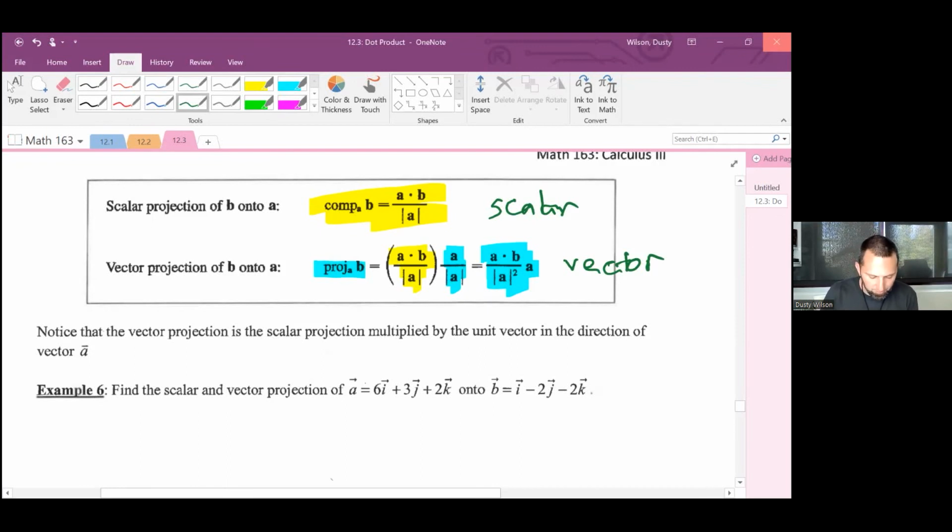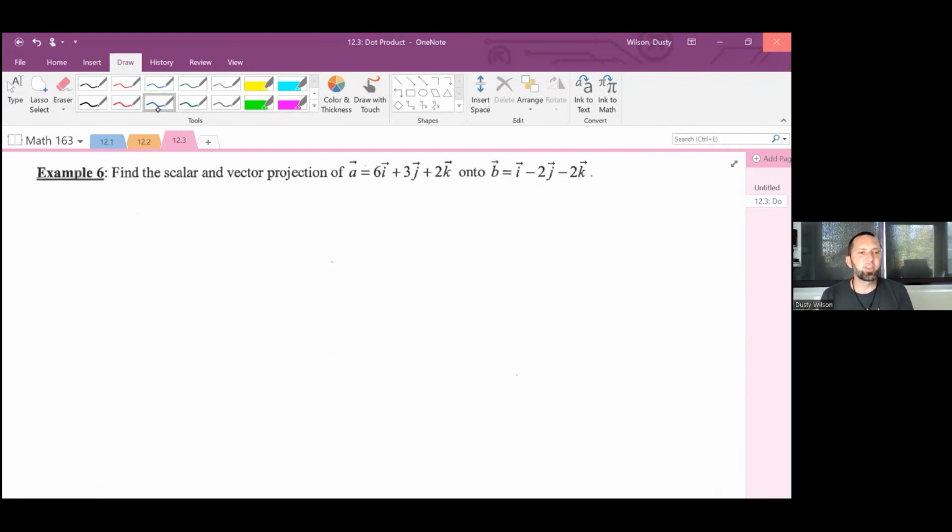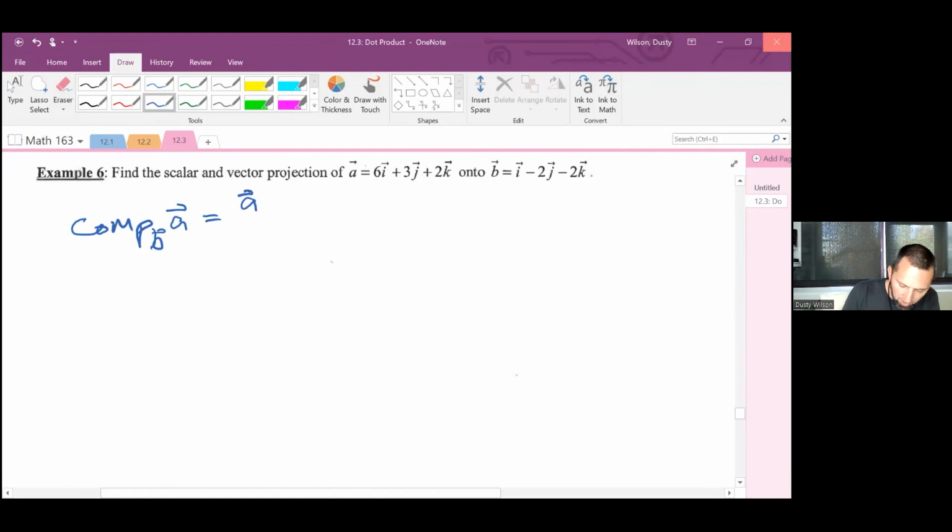Let's do an example. Example 6. Find the scalar and vector projection of A equal to 6i plus 3j plus 2k onto B equal to i minus 2j minus 2k. So we're going to use the formulas that we've just been given. And so first we're looking for that scalar projection. So this is the component of A in the direction of B. And our formula for this is that this will be equal to A dot B divided by the magnitude of vector A.